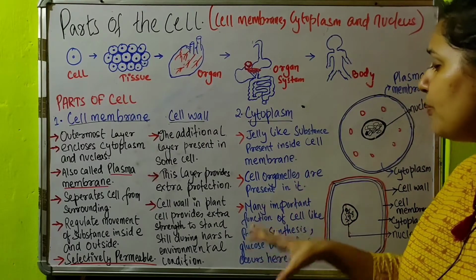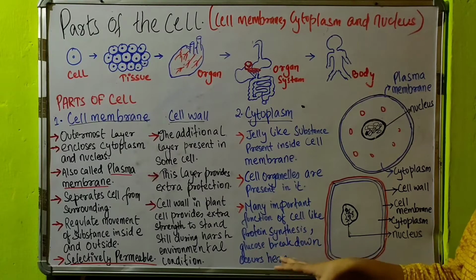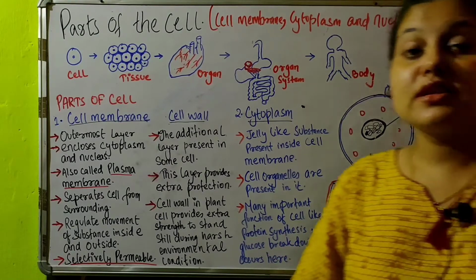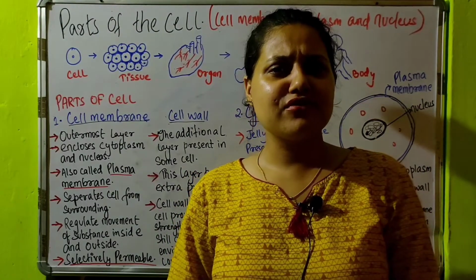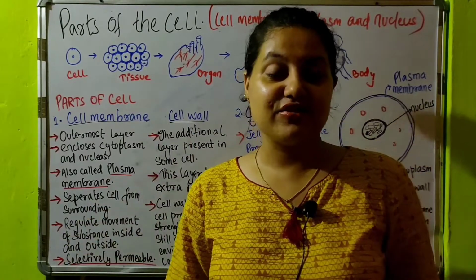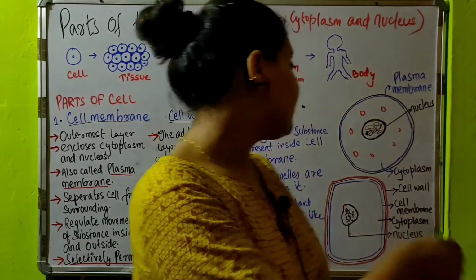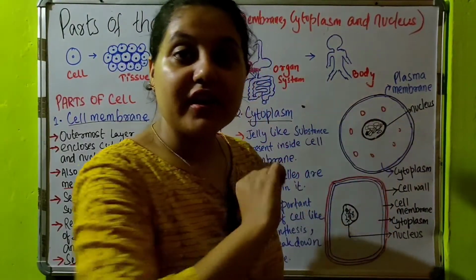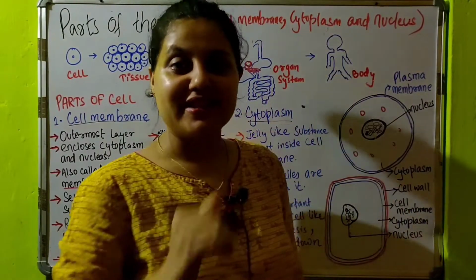Now many important function of cell like protein synthesis, glucose breakdown occurs here. That means, see, you studied in class 7 about respiration. What happens during respiration? There is the breaking down of glucose to produce energy. That process happens in cytoplasm itself, that is in this part. And the protein are also made in the cytoplasm itself.